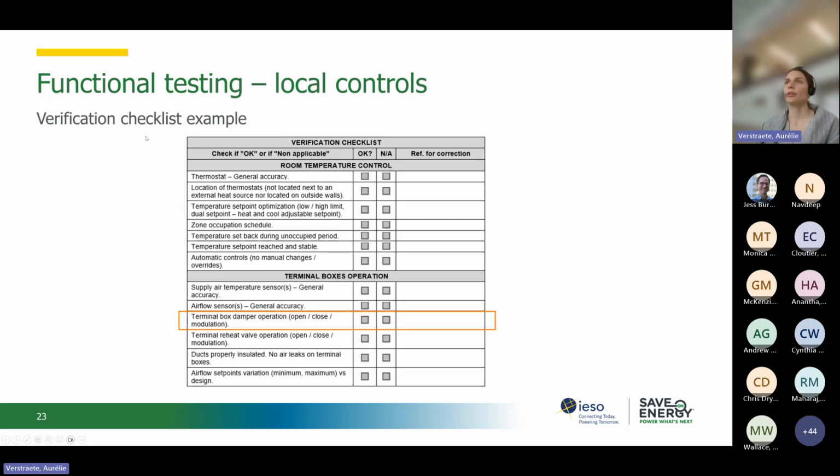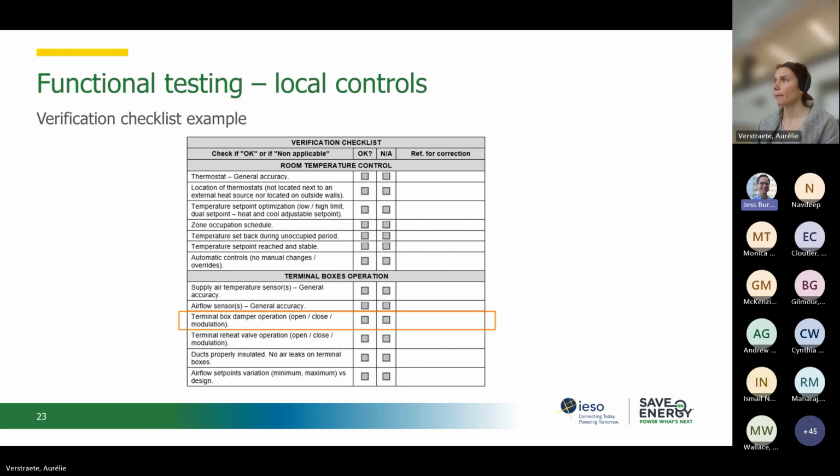Here is an example of a verification checklist. For example, you could test one particular VAV box and see if it opens, closes, and modulates as expected. You can also check if the sensor location is okay and other things like that.